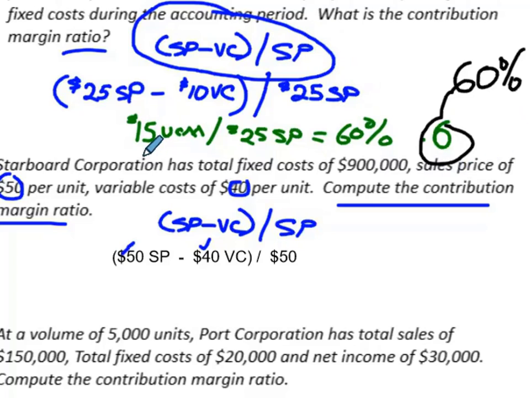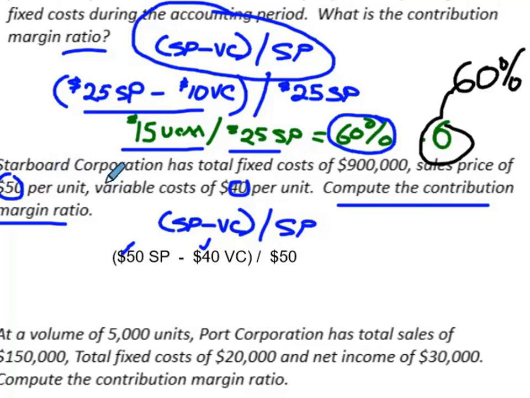In this example here, our unit contribution margin was $15 and our selling price was $25, meaning that we had a 60% contribution margin ratio. Now we're going to apply the same process to this next example.